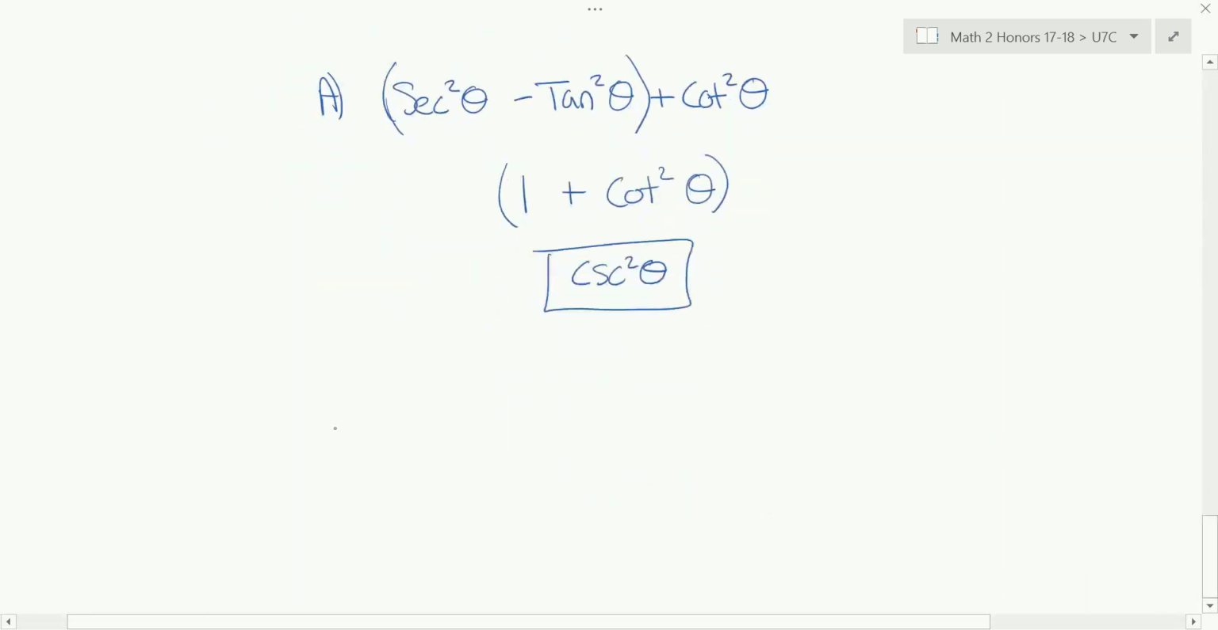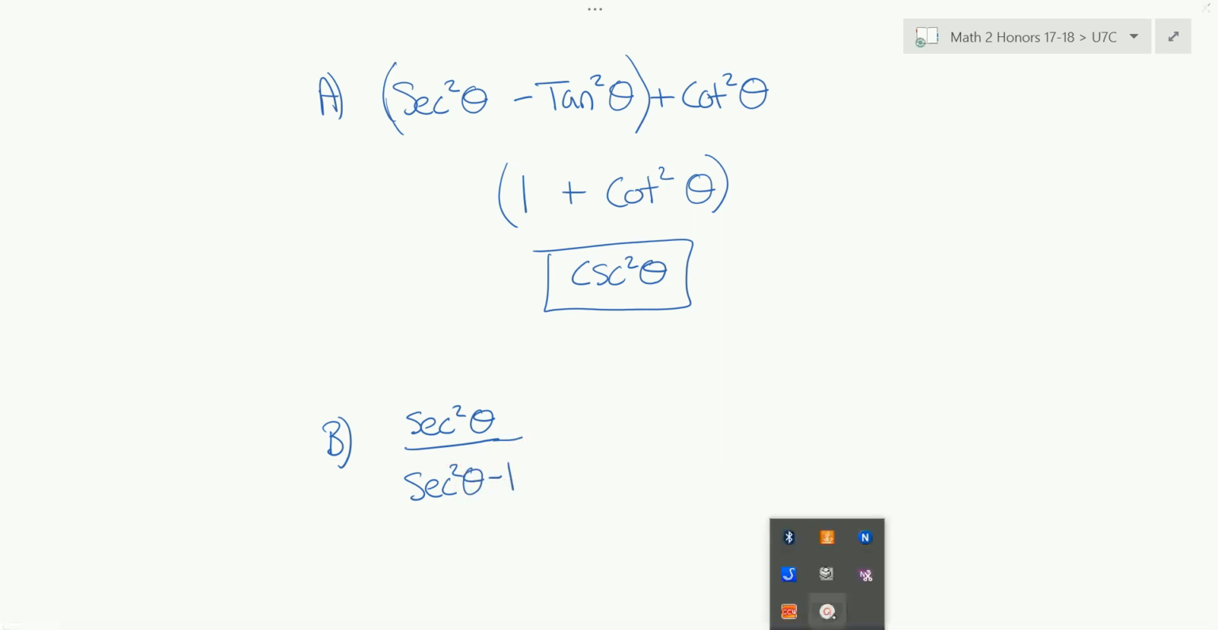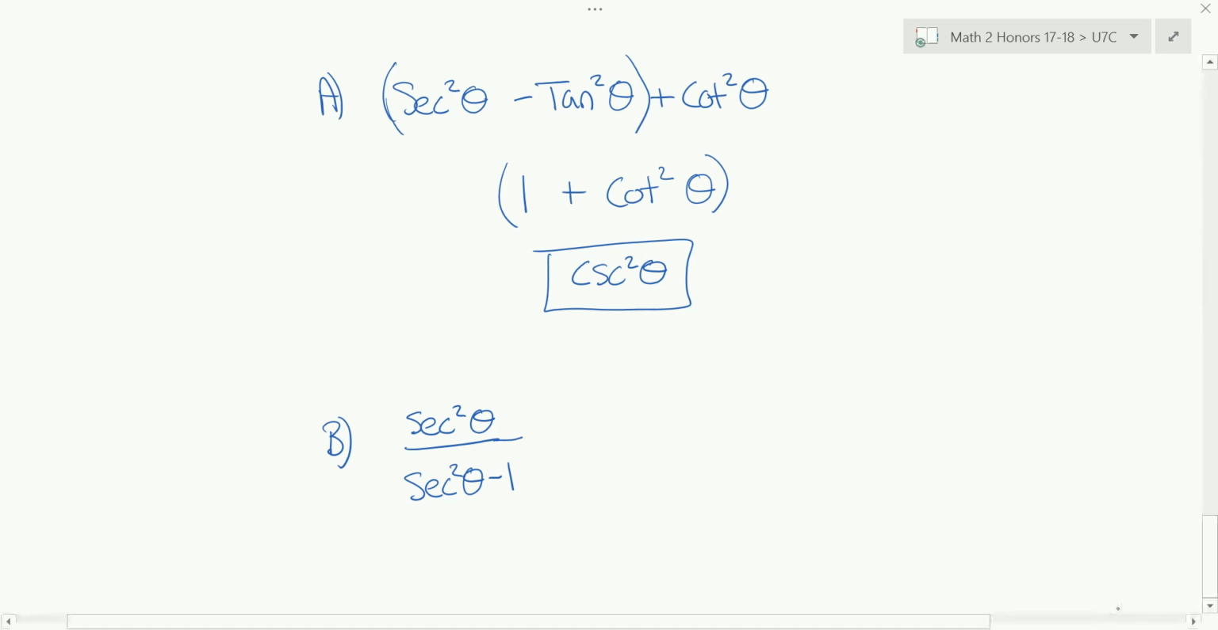Okay, here's another example I want you to try. Part B. Secant squared theta divided by secant squared theta minus 1. Okay, what are you trying? Any ideas what to do? Yeah, Lena.